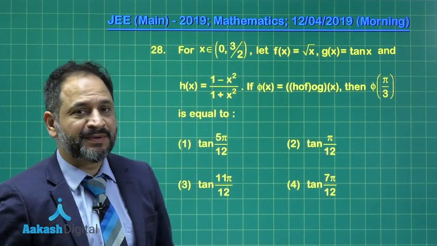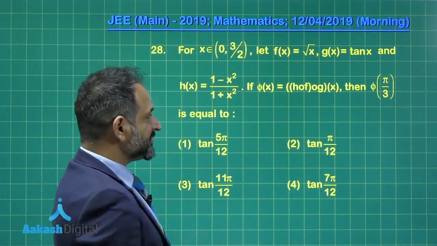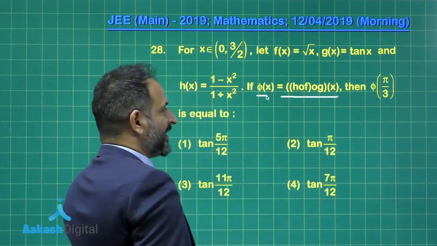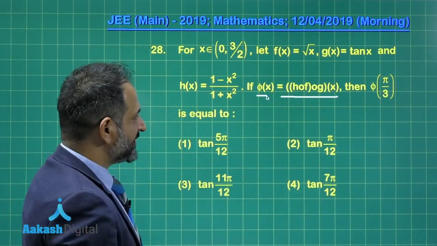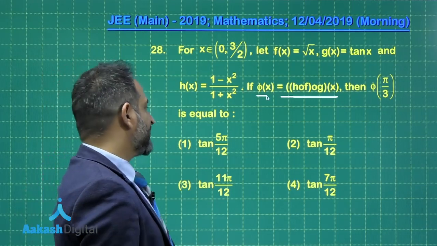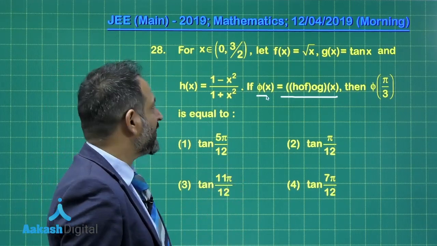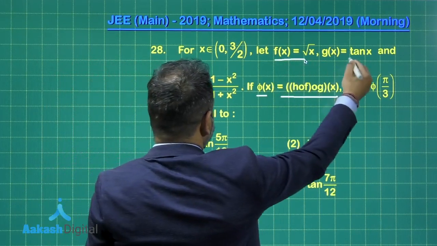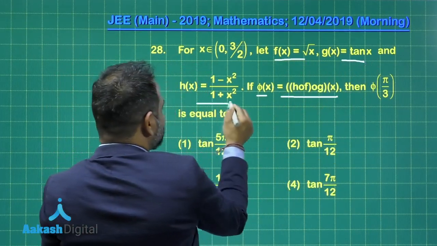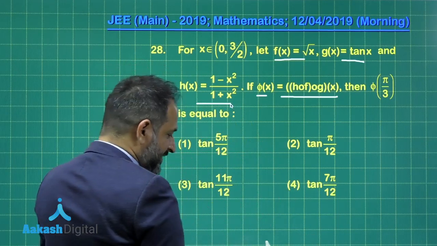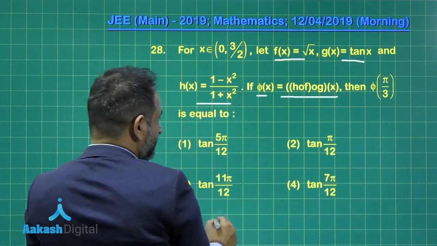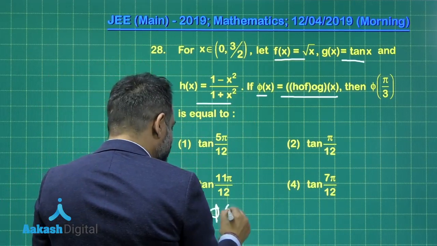Now the function is back again with the composite function. The phi x is the composite h of f of g of x, and the value at pi by 3 is asked in terms of tan. Now what is f x here? It is root of x, g x is 10x and h x is here. So first let us calculate what this phi x actually is.